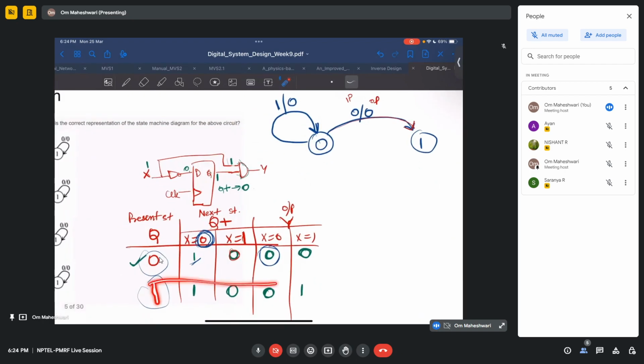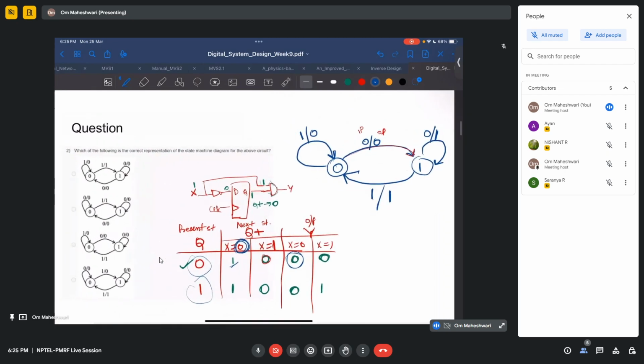Now we are at state 1, right? When we are at state 1, if input is 0, you remain at state 1 and your output is 0. So something like this. Similarly, when you are at state 1 and your input is 1, your state changes from 1 to 0. Your input is 1 and your output is also 1. So this is the state diagram.